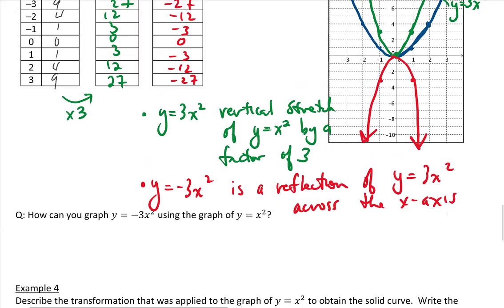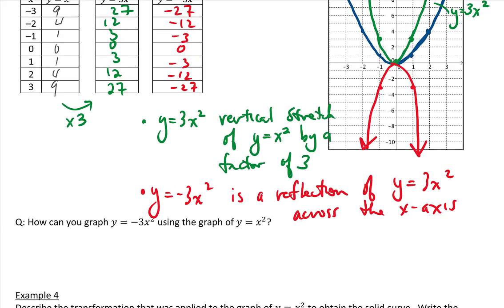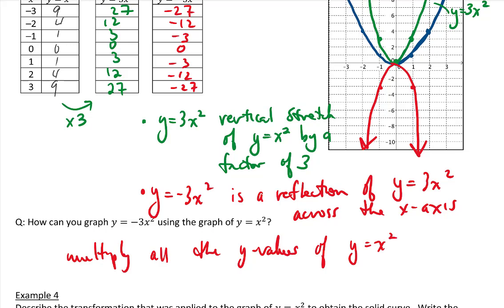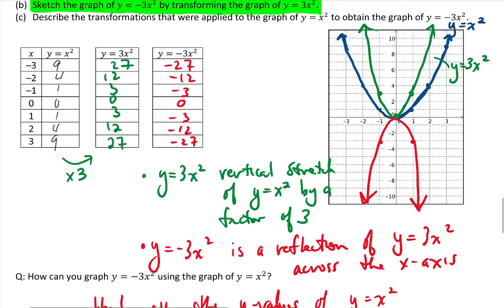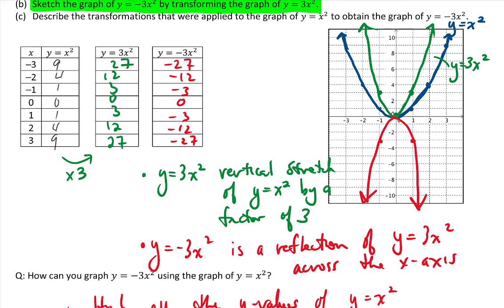So a short question here. How can you graph y equals negative 3x squared by using the graph of y equals x squared? Well, the easiest thing to do is multiply. So we're going to multiply all the y values, if we want to do it in one step, all the y values of y equals x squared by negative 3. And if we did that, we can go from this blue graph right to the red graph.